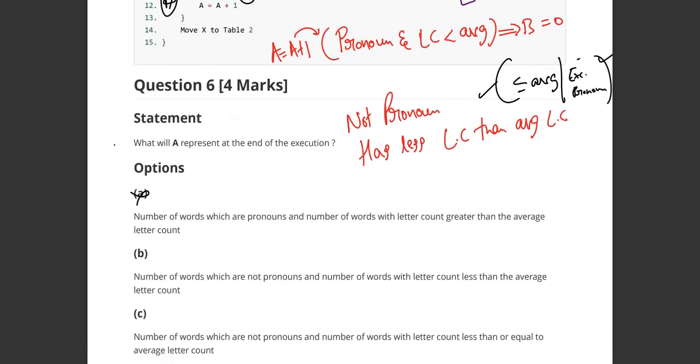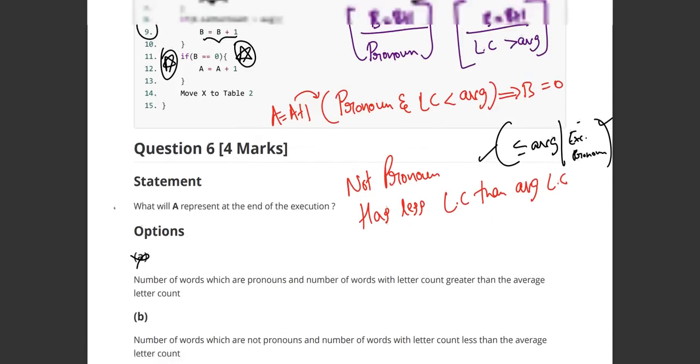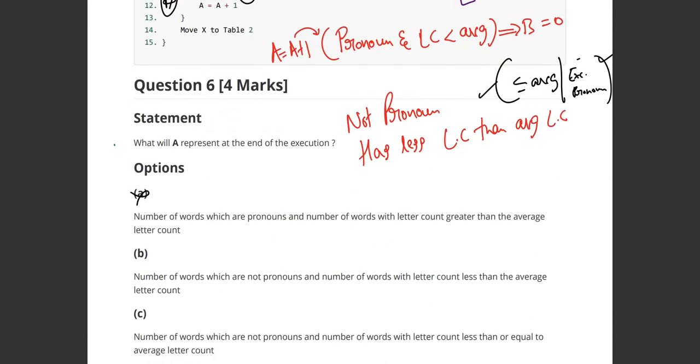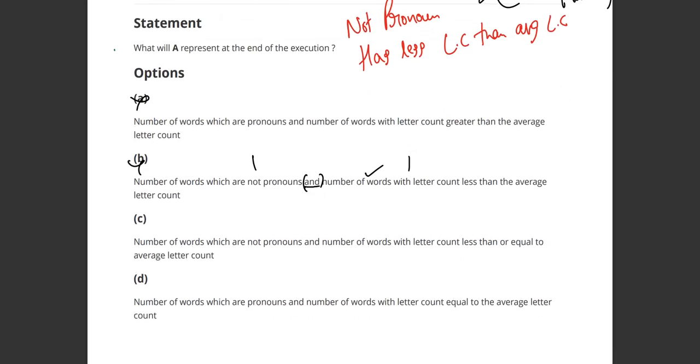And number of words with letter count less than average. If you see, it is giving only less than, and also this is being considered as a separate case. Number of words with letter count less than and number of words which are not pronouns, this is one category, this is one category. We want the two categories in combination. Therefore this is also a mistake, this is also a wrong option.